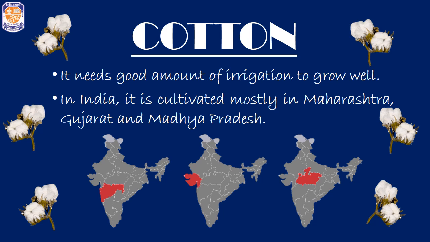You can see the highlighted parts in the map of India. The first map represents the highlighted state, that is Maharashtra. The second picture represents the highlighted state, that is Gujarat, and the third map represents the highlighted state, that is Madhya Pradesh. So these are the 3 states where cotton cultivation is carried out in India.